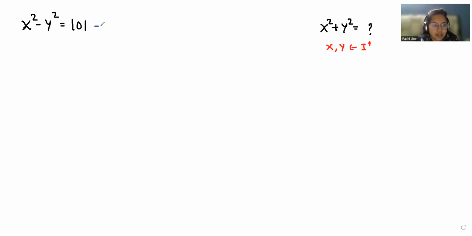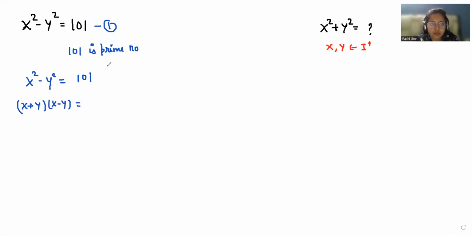So I'm considering this as equation number 1, and as we know that 101 is a prime number, so there is only one prime factorization. So x square minus y square is equal to 101. So we can use a very famous identity here: x square minus y square, that is x plus y times x minus y, is equal to 101. As we already discussed that 101 is a prime number, so we can only break it as 101 times 1.